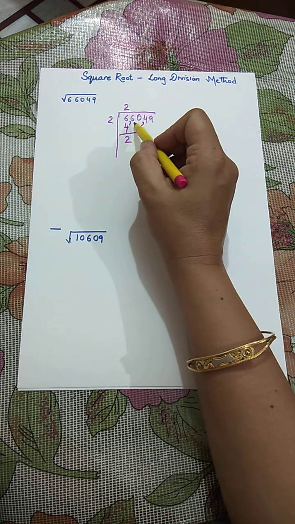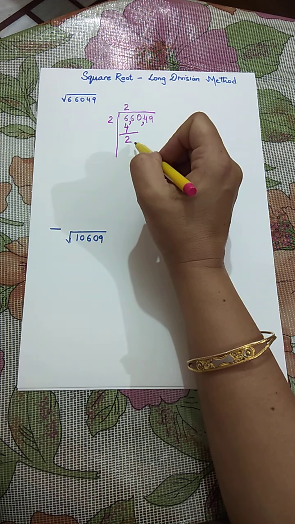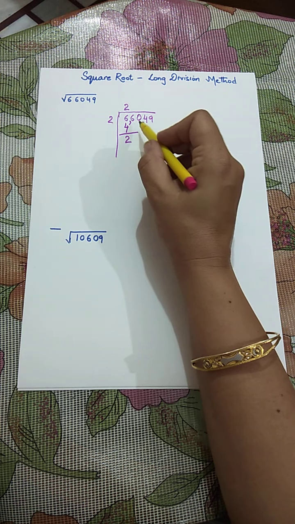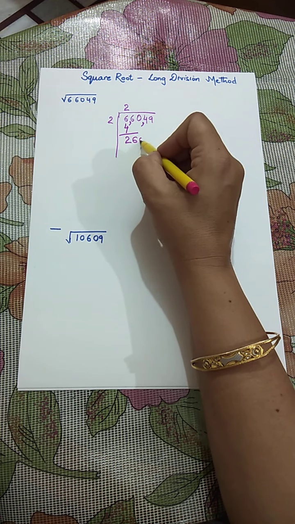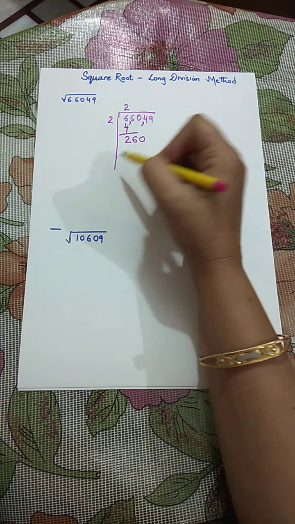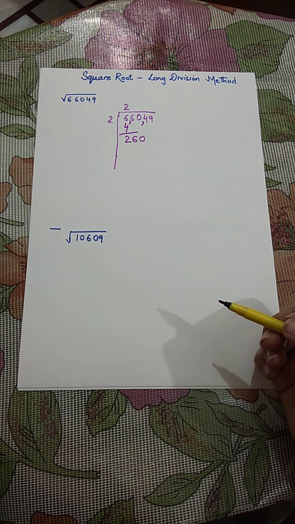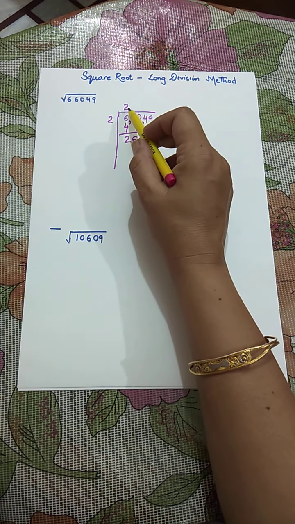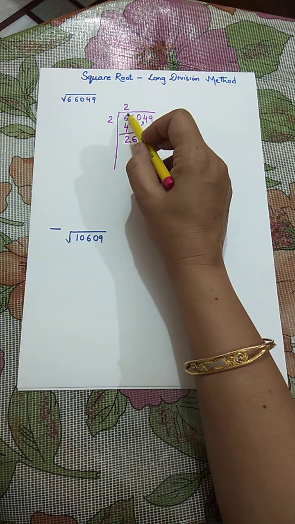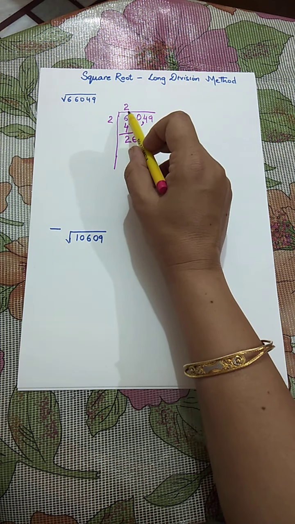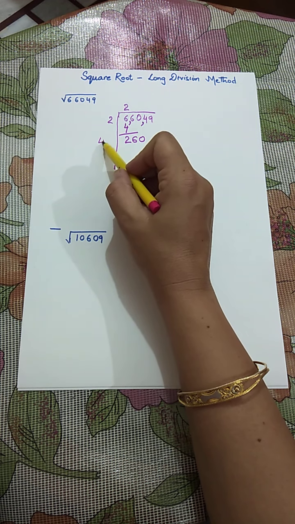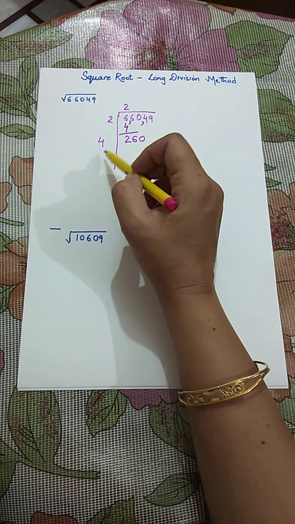Remainder is 2. Now when you are going to bring the number down in the next step, you are going to bring it in a pair. So the next pair is 60. So I am going to bring it over here. Now the third step is that the next divisor will be double of the quotient we have calculated till now. Till now our quotient is 2. So over here our next divisor will be double of this, that is 4.